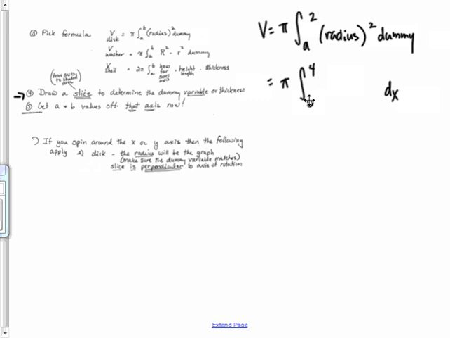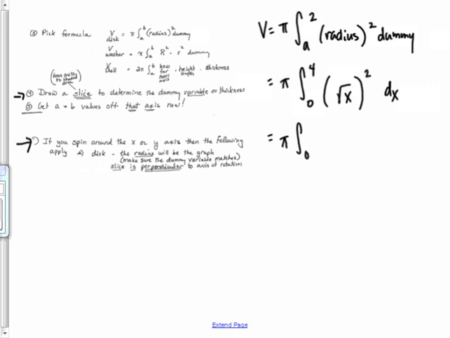And then look right here. It says if you spin about the x or y axis, which we're doing, we're spinning about the x, then you apply the following. For a disk, the radius will be the graph. Well, the graph that we have was the square root of x. So that's my graph. You want to make sure that it matches the dummy variable, so you want to put x's in. If it was a dy, you would have to solve that for y and square both sides to get rid of that square root. So this is what I'm going to work on to get the volume.